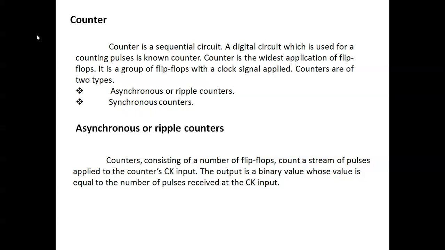There are two types of counters. One is the asynchronous or ripple counter, and the other is the synchronous counter. Asynchronous means the clock is given only to the first device, and the remaining clocks are taken from the previous device. That is an asynchronous or ripple counter. Synchronous counter means the clock is connected to all the devices.